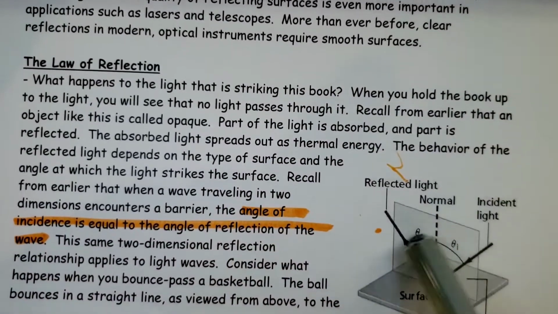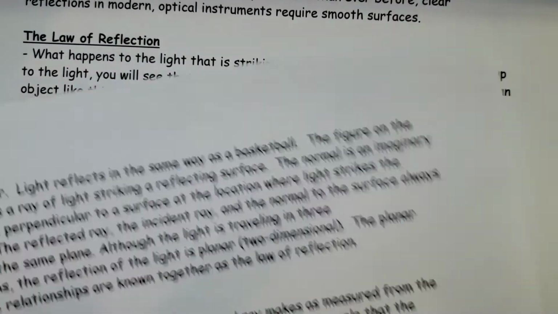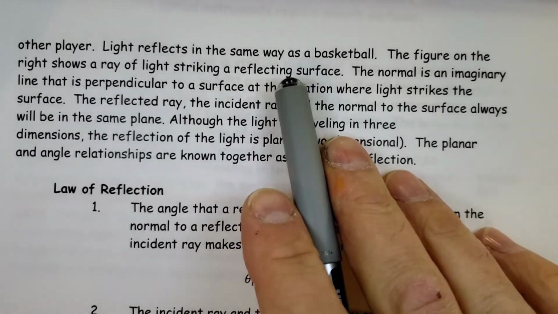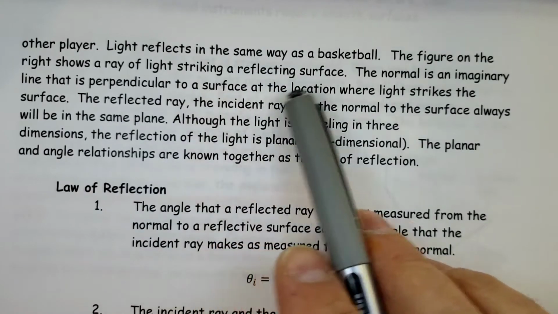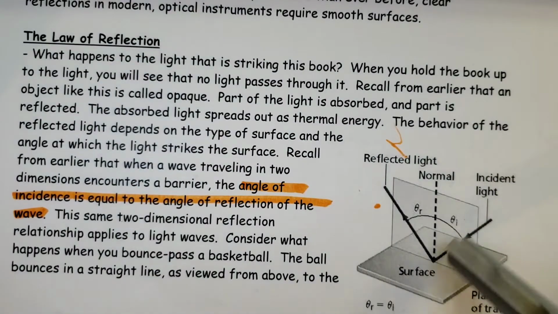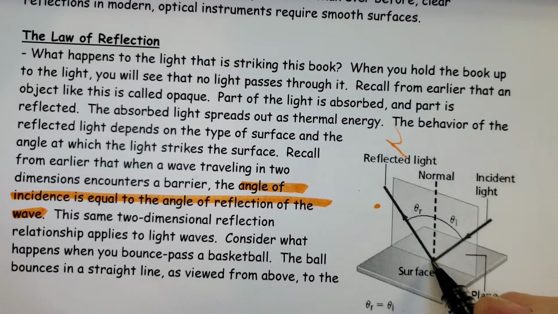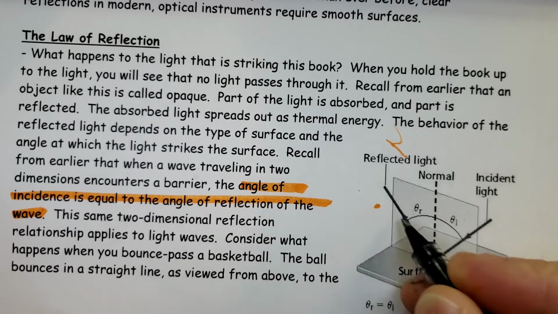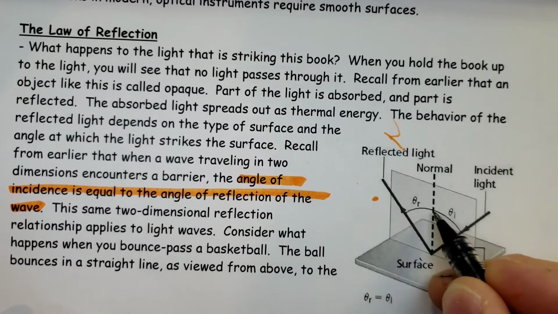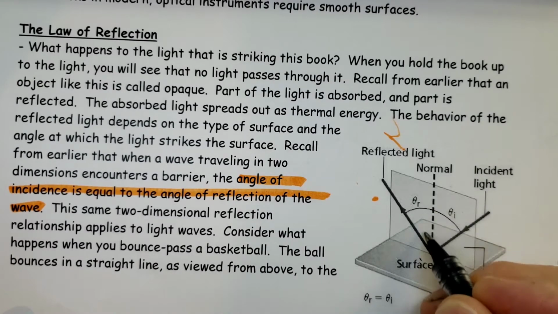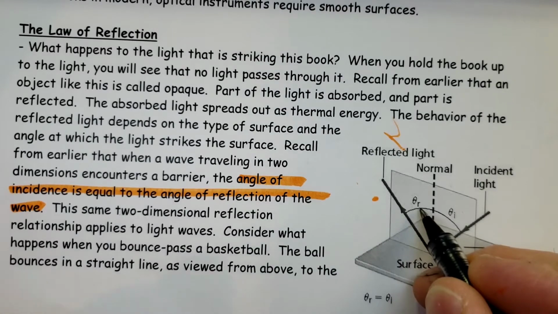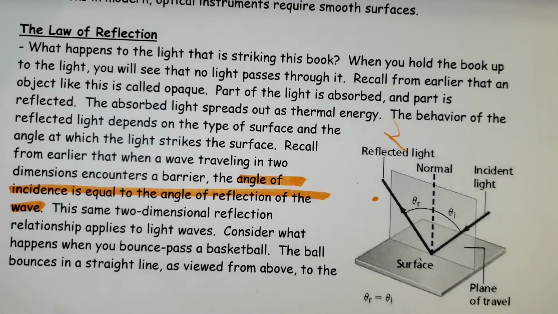So if you look over here, it's very similar to this. Light reflects in the same way as a basketball. The figure on the previous page shows a ray of light striking a reflecting surface. So you have this normal, where it hits the surface, a line perpendicular from that surface, and it reflects in such a way that the angle between the incident light ray and the normal is equal to the angle between the reflected ray and the normal.